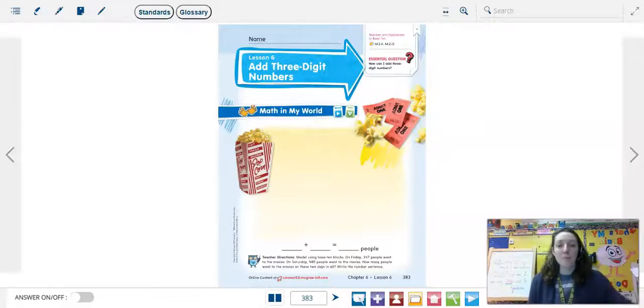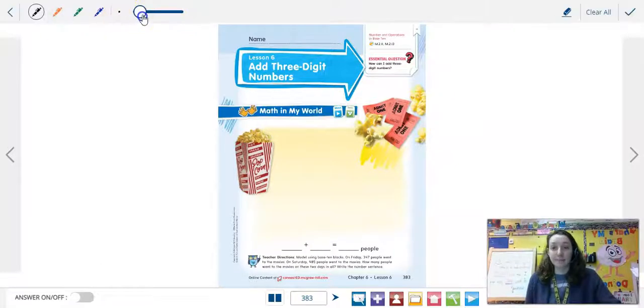So as usual, we're going to model a little example with some base 10 blocks, get a little visual idea of what we're going to work with today before we get into the real big details of the lesson. So on Friday, 347 people went to the movies. On Saturday, 485 people went to the movies. How many people went to the movies on these 2 days in all?